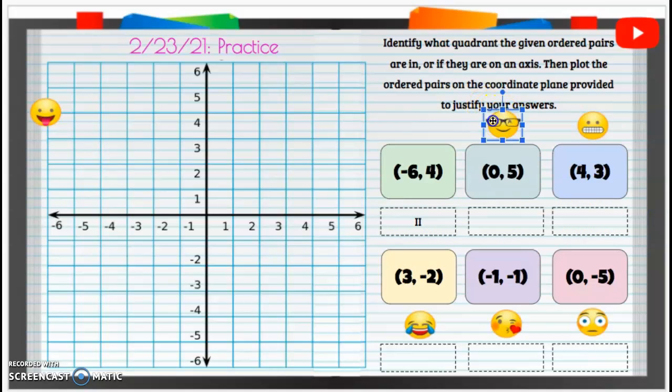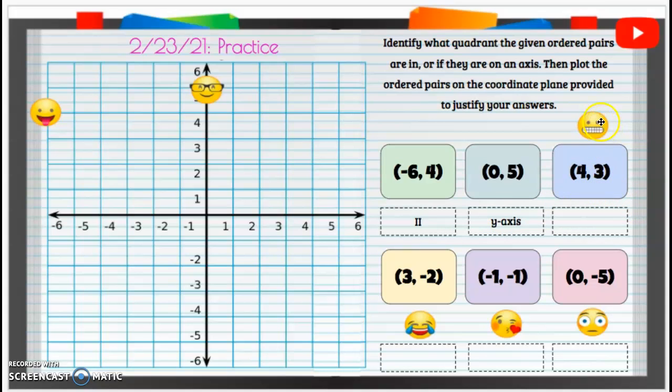0, 5. So we're not going to go anywhere on our x-axis, but we are going to go on our y-axis. 1, 2, 3, 4, and 5. So that is on our y-axis. So you're just going to type y-axis.